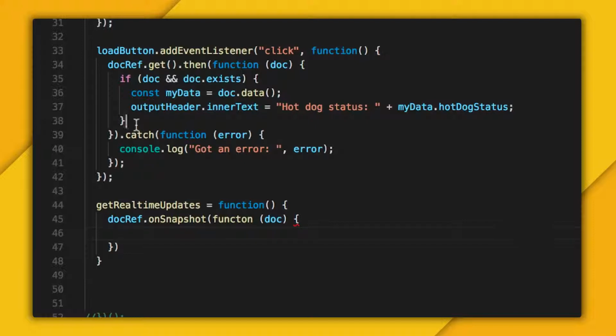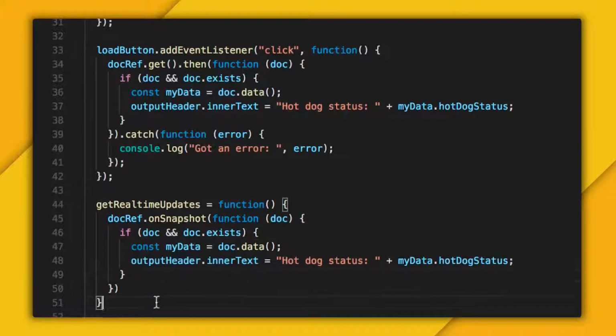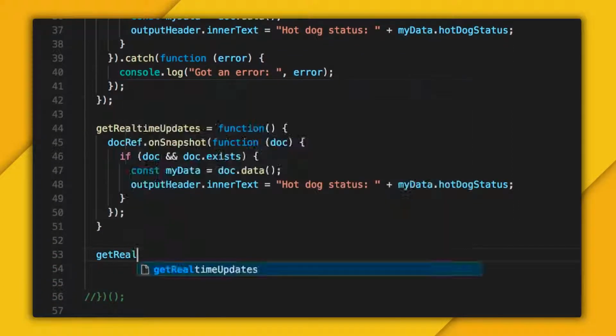Now this call takes in a callback function which accepts the document snapshot as an argument, essentially just like my get call. So in fact, I'm just going to copy the exact same code from my get call into here to update my label, and well, that's it. We'll call getRealTimeUpdates at the bottom of our script, and that should be all we need.